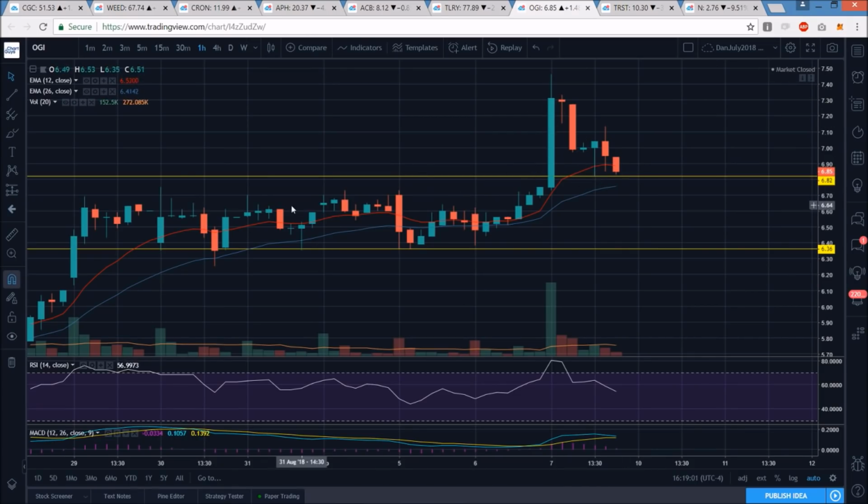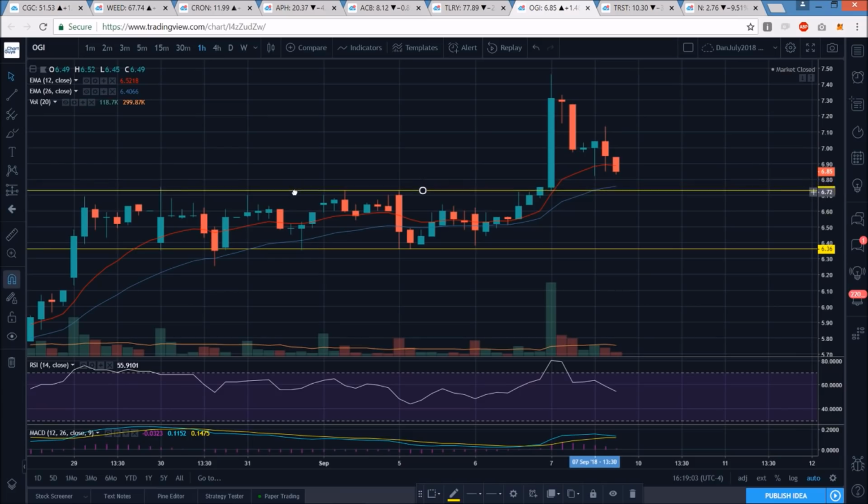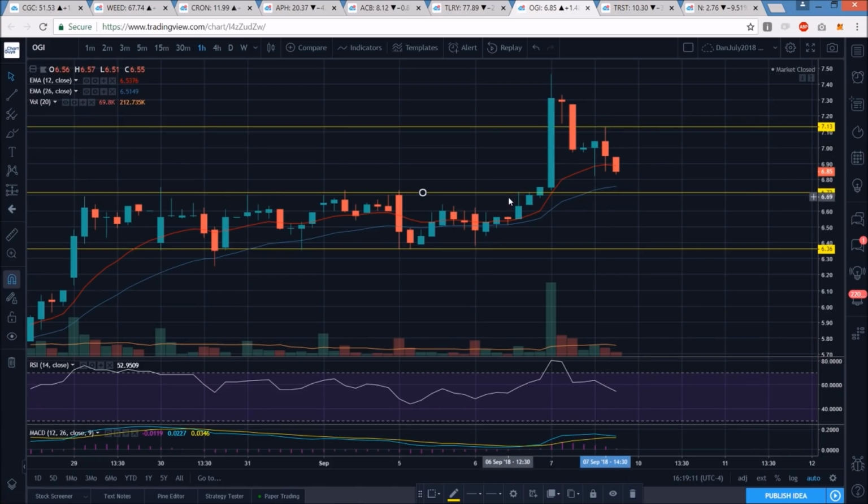And if we break 682, I would be looking down at this previous resistance to now act as some support right around the 670 range. And in terms of resistance, we set an hourly lower high at 713 to be watching.